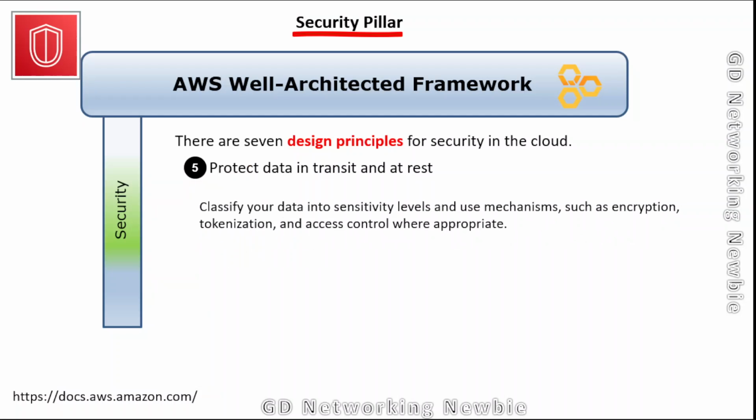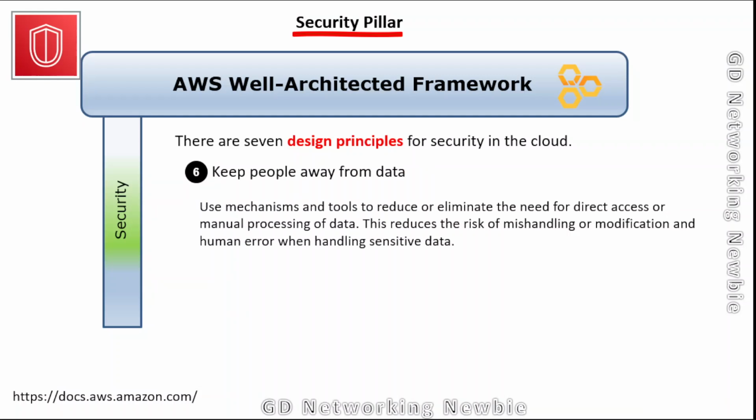And the fifth design principle deals with protecting data in transit and at rest. When data is traveling, or the data is at rest, maybe it's saved somewhere, maybe in an S3 bucket. So here we first classify our data into sensitivity levels and use mechanisms such as encryption, tokenization, and access control where appropriate to make the data secure.